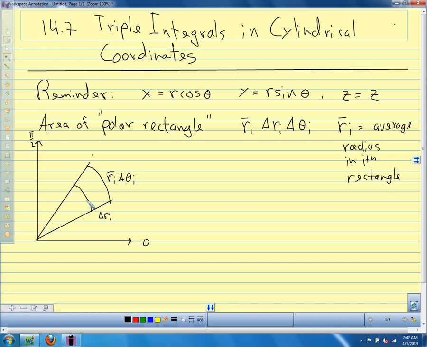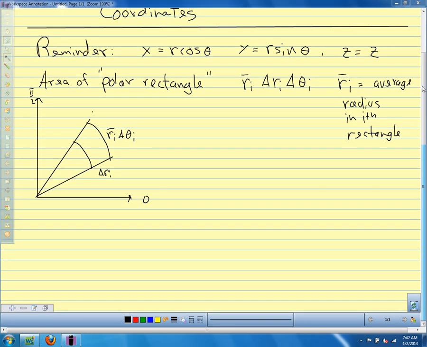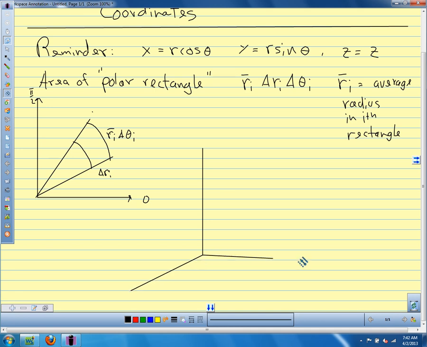So what we're going to do with cylindrical coordinates is take this and just basically stretch it upwards in the z direction to get an expression for our volume element for a triple integral in cylindrical coordinates. So I'm going to draw my x, y, and z axes. And we have the little polar sector in the xy plane. And here's theta equals 0, theta equals pi over 2, and this is z.